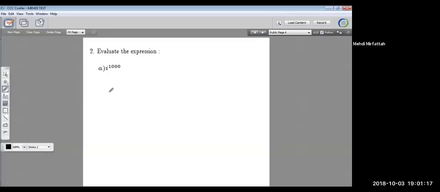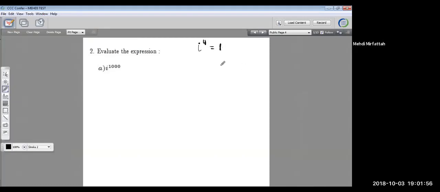Here we want to evaluate i to the power of 1,000. Anybody remember what would be the first step? Remember i to the power of 4. What is i to the power of 4 equal to, anyone? Anybody remember? It's 1. i to the power of 4 is equal to 1.